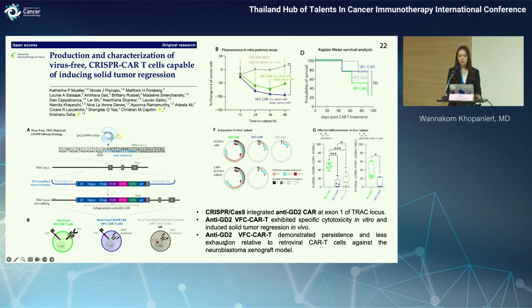And the other one was in the solid tumor model as well, where they used CRISPR-Cas9 to insert the anti-GD2 CAR in the TRAC locus. This anti-GD2 CAR showed better cytotoxicity both in vitro and in vivo against the solid tumor. It also demonstrated persistence and less exhaustion compared to the retroviral CAR T cells against the solid tumor, which is the neuroblastoma xenograft model.